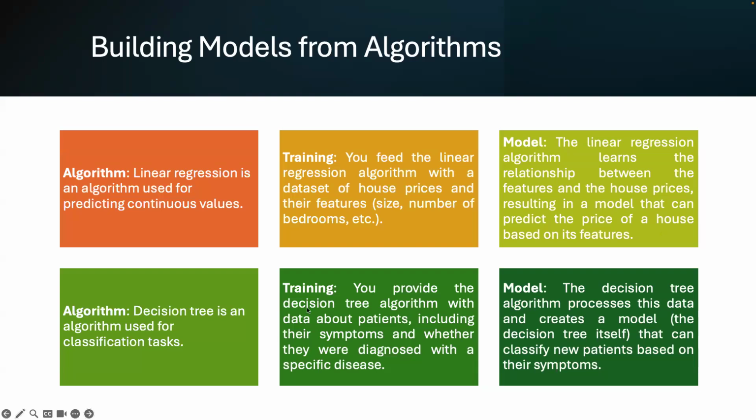Now, when it comes to analyzing medical reports and finding out what treatment is appropriate for a patient, then the decision tree algorithm comes into play, or is a best fit in certain cases, wherein the decision tree algorithm processes this data and creates a model that can classify new patients based on their symptoms. Okay, so anyway, there are a lot more algorithms than linear regression and decision tree, which we'll see subsequently.